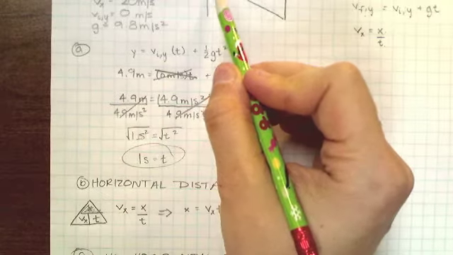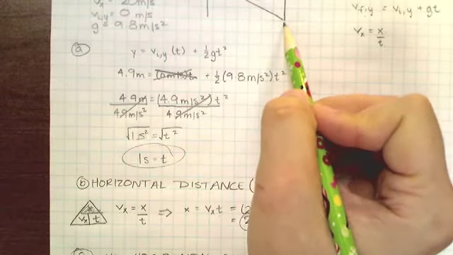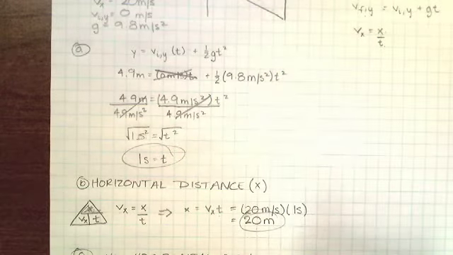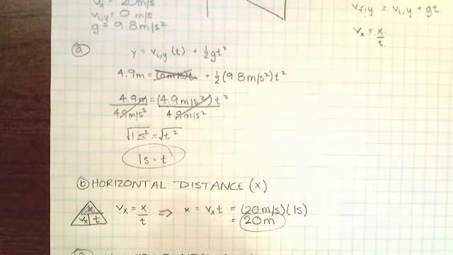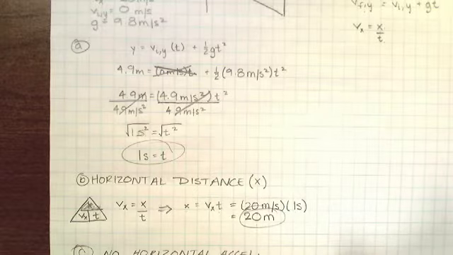This ball starts with 0 velocity on the y-axis, and then ends at some final velocity, and it accelerates downward at 9.8 meters per second squared, which is gravity. So our vertical acceleration is 9.8 meters per second squared down.